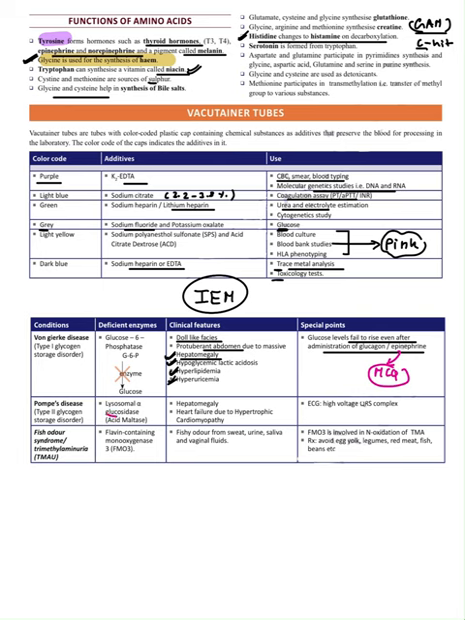Now Pompe's disease, that is type 2, that is lysosomal alpha glucosidase deficiency, that has 2 P's, it affects all the organs. Okay, guys, there is hepatomegaly, and there is heart failure. I said there is hepatomegaly and heart failure, guys, due to hypertrophic cardiomyopathy.